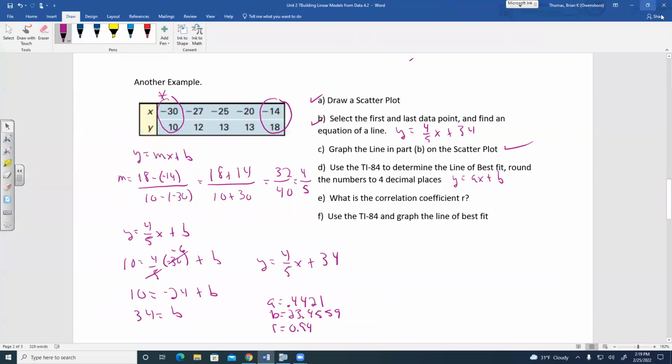So if I come back over here, my line of best fit based on the calculator is going to be y equals 0.4421x plus 23.4559. So let's go ahead and graph that on the calculator and see what that looks like.